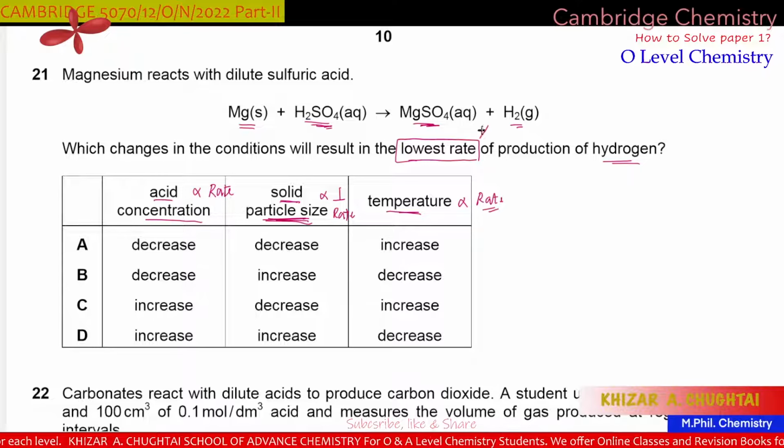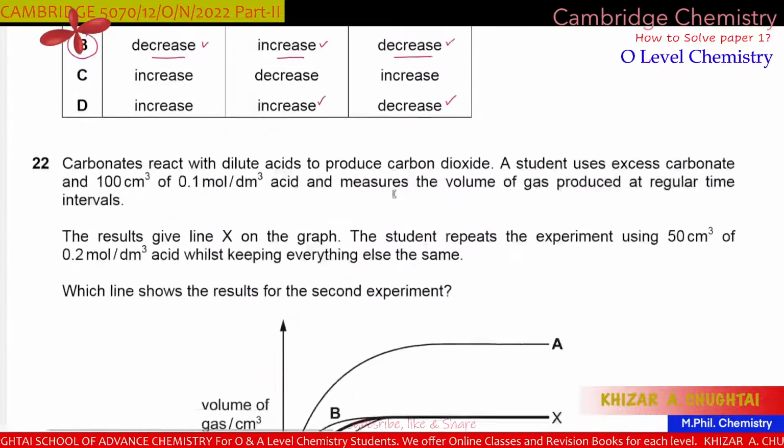So if we want to lower the rate of reaction, temperature should be decreased. Particle size, as it is reciprocal to the rate, should be increased. Concentration has a direct relation with the rate of reaction, so it should be decreased. So row number 2, B is the correct option. Question number 22.